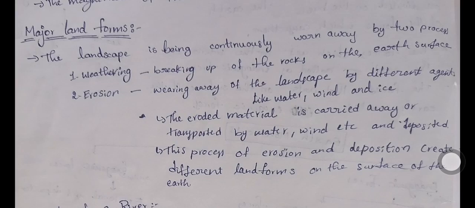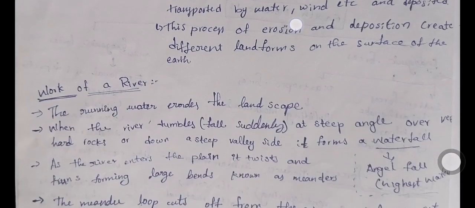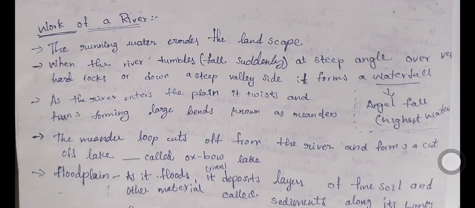The process of erosion and deposition leads to the formation of different landforms on the earth's surface. And then the work of a river. If you see the river, we have the three stages of the river. First, a river which flows on the mountains, that is the steep slope. There we have more force of the river water, that is the water flows very fast. There we have more erosion and no deposition.